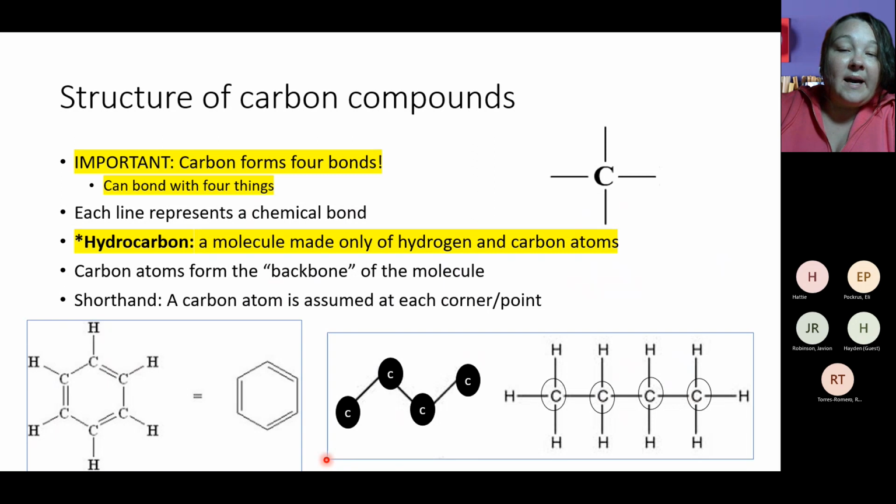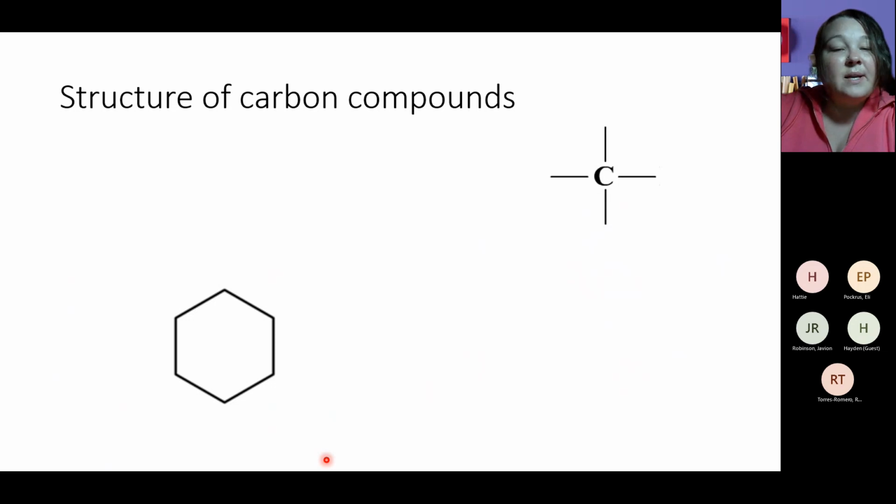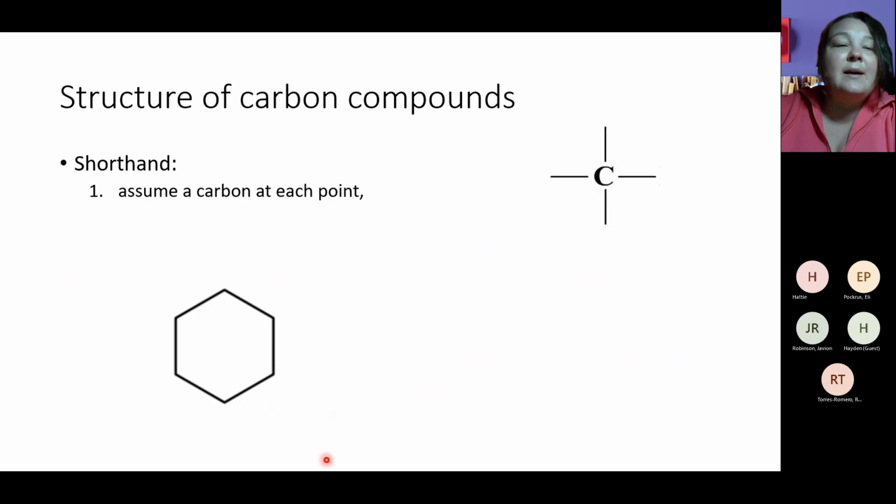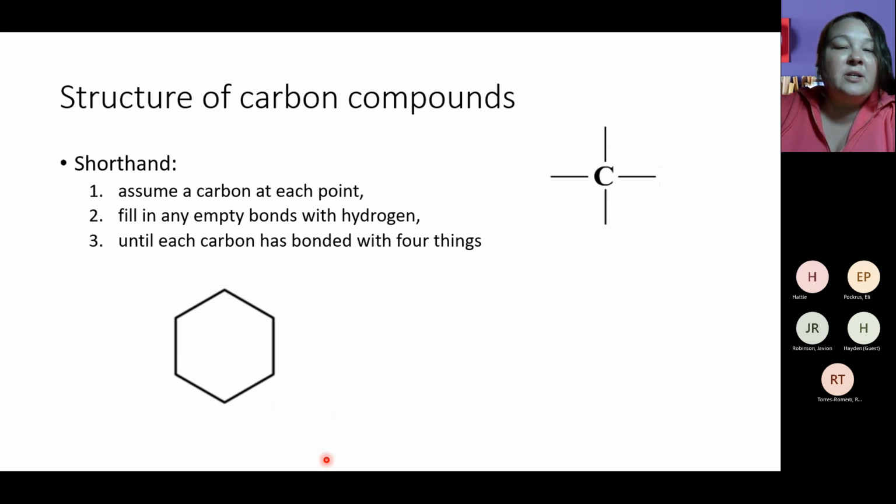And then we're going to add hydrogens. Remember, carbon bonds to 4 things. So we add hydrogens in wherever there are not enough carbon bonds. Let's do an example. This is shorthand. Let's make it into not shorthand. Here's how you do it. Assume a carbon at each point, fill in any empty bonds with hydrogen, and then keep doing that until each carbon has bonded with 4 things.